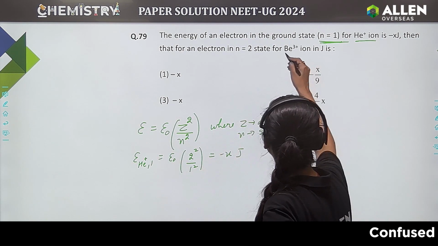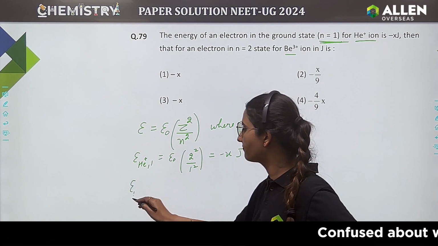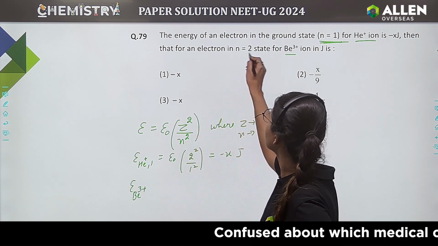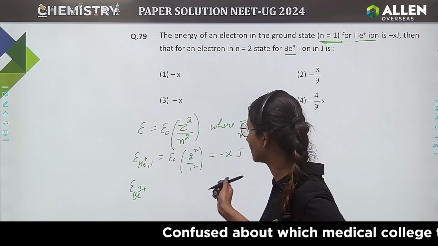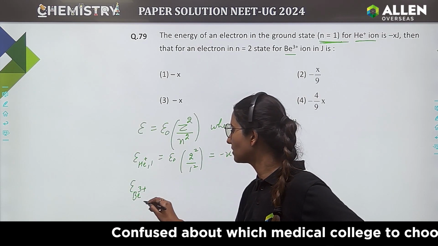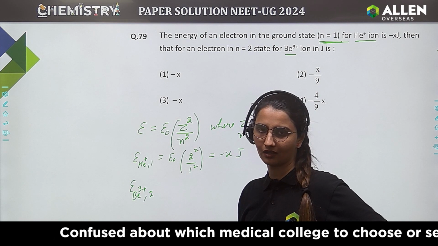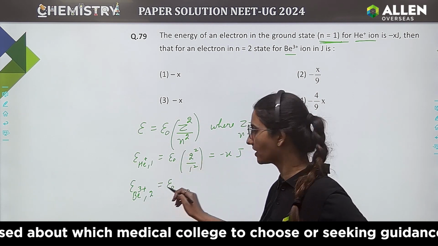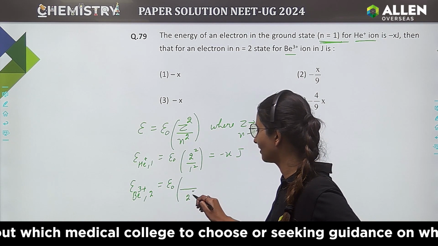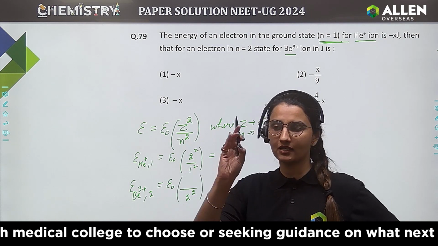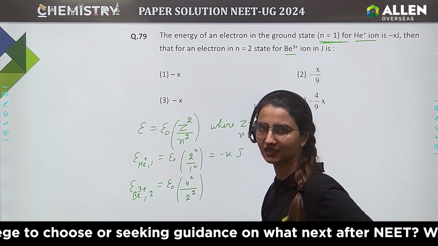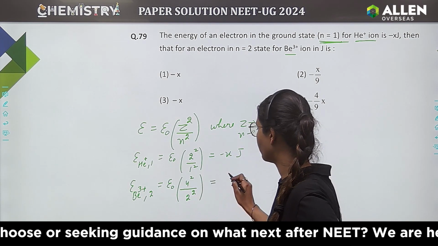I have to find energy of Be plus 3 in second shell. Second shell means your n becomes 2. Second shell, 2 square. Be: H, He, Li, Be. Atomic number is what? 4. 4 square. Correct? If you solve it, this number I have to find.